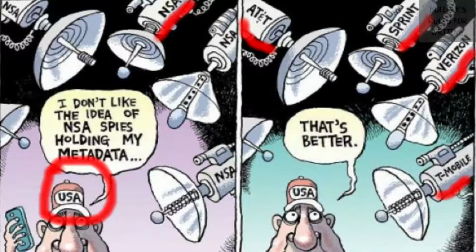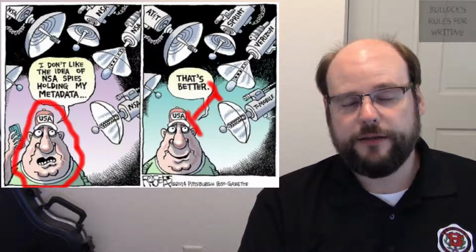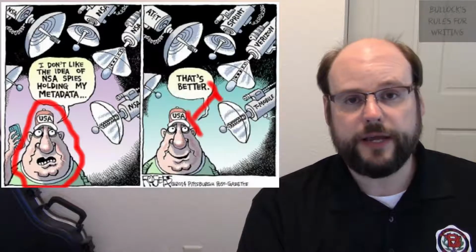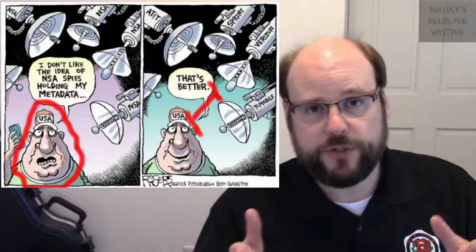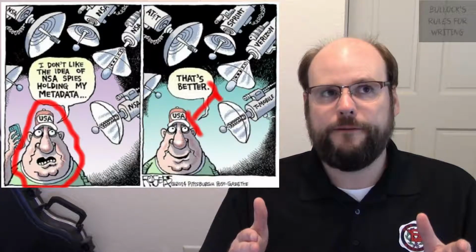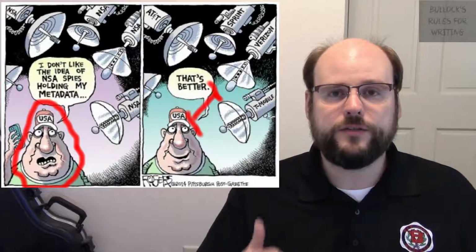L for labels, obvious ones. USA on the hat, NSA and the company names on the satellites. And E, exaggeration. Well, I mean, the guy's face is a little exaggerated, but I think the thing that is most importantly exaggerated in this particular cartoon is the distance between the guy and the satellites, right?